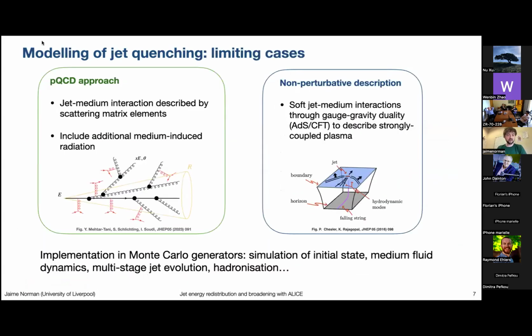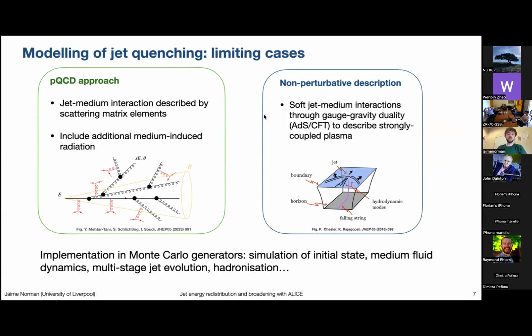We want to aim to model jet quenching in as much detail as we can, and there are a number of techniques that are used to do this theoretically. I just showed limiting cases here. At the hard end of the scale, we can use a perturbative QCD approach where the jet medium interaction is described by scattering matrix elements, and we also include additional medium-induced radiation.